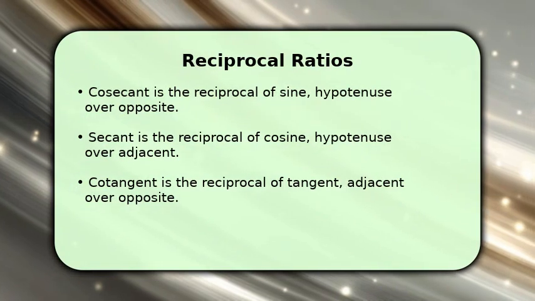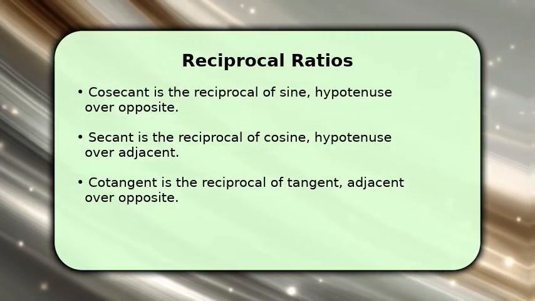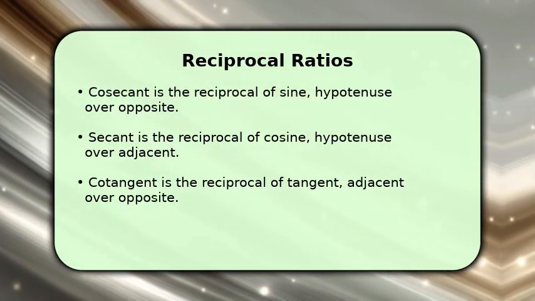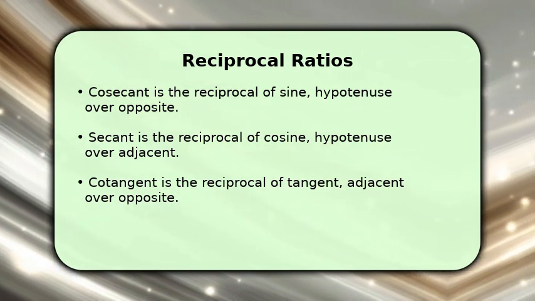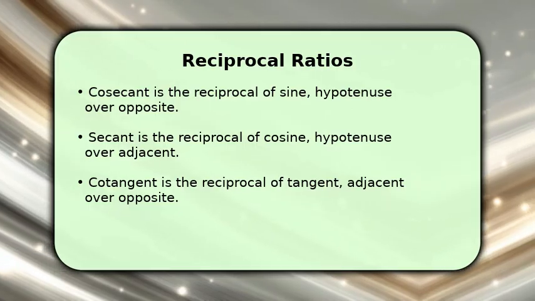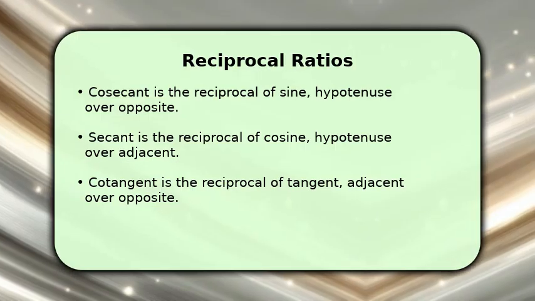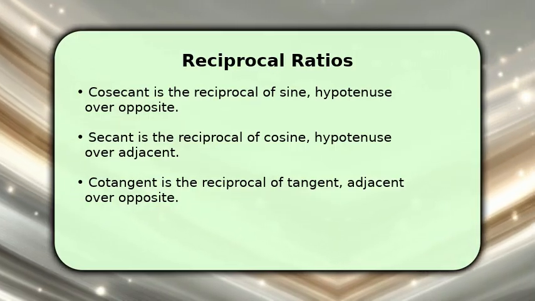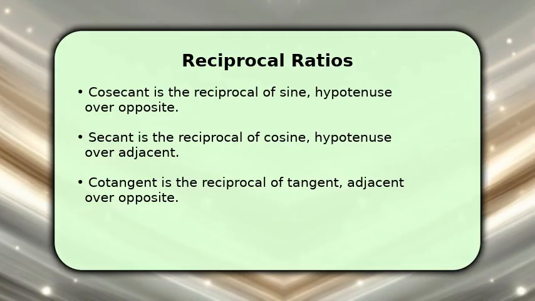Beyond the primary three, we also have reciprocal ratios. Cosecant is the reciprocal of sine, meaning it's the hypotenuse divided by the opposite side. Secant is the reciprocal of cosine, so it's the hypotenuse divided by the adjacent side. Lastly, cotangent is the reciprocal of tangent, which is the adjacent side divided by the opposite side. These provide a complete picture.